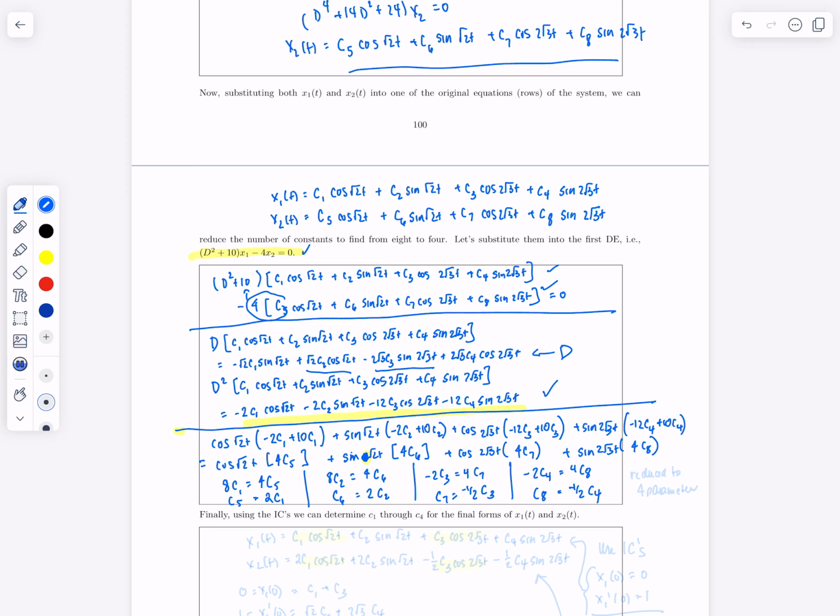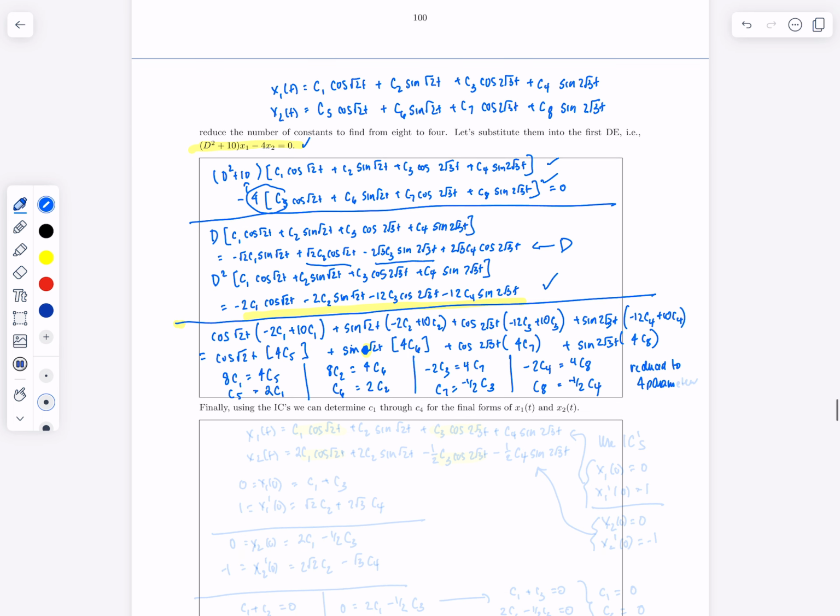So what we've done is we figured out that there's really only 4 parameters that we have to deal with, simply because to satisfy the differential equation, half of those constants are determined by the other half, the other 4. So we've reduced to 4 parameters overall, because we've described what c5 through c8 must be. So ultimately, here's what we have.